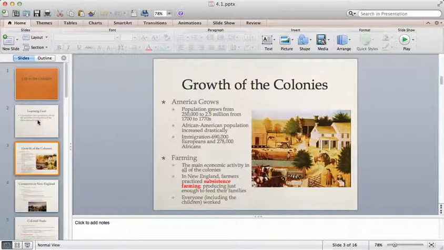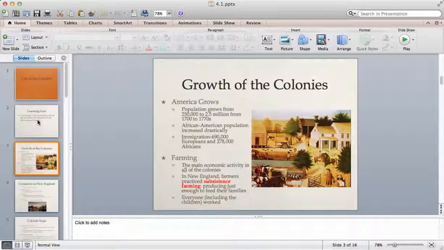First, let's talk about the growth of the colonies. At this time, 1700 to 1770s, the population is just booming. So we go from about 250,000 people living in the U.S., or in the colonies, I should say, to 2.5 million in those 70 years. Of course, African American population is increasing drastically because of the slave trade. Okay, so roughly 690,000 Europeans and 278,000 Africans have moved to the colonies.